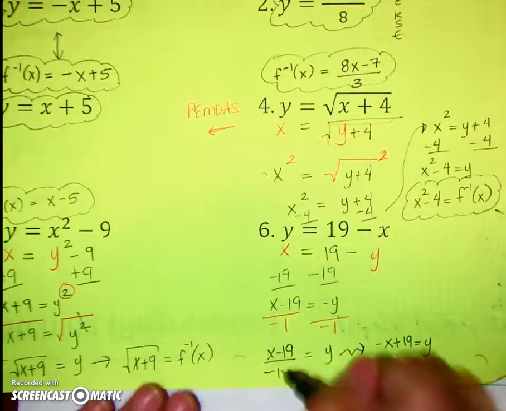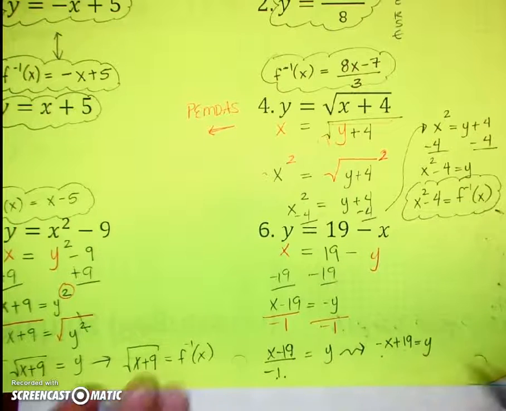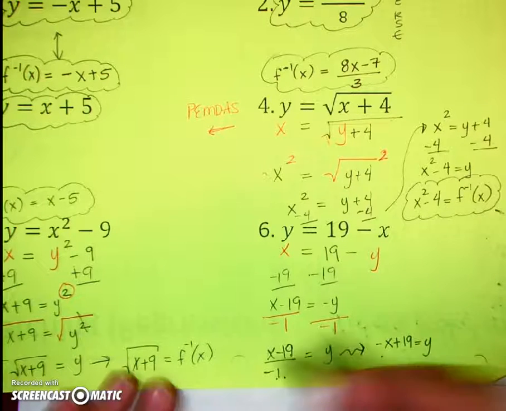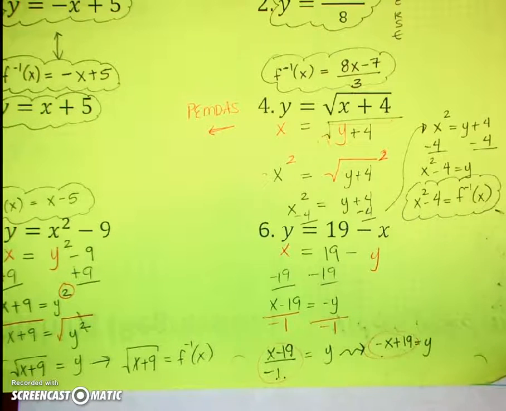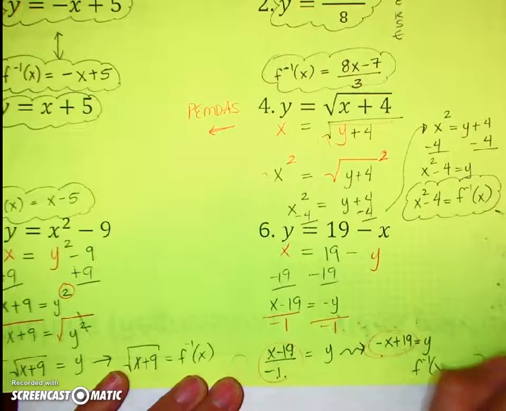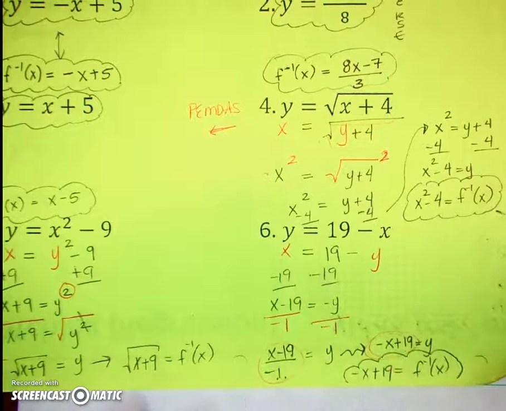The only thing I did was divide x by negative 1, which gave me negative x, and negative 19 divided by negative 1, which gave me a positive 19. This answer is also correct. They are equivalent to each other. And then the very last step is to replace the y with f inverse. There will be a question on your test on inverse functions. And if you notice, the cool thing about number 6, the inverse and the original function are the same.